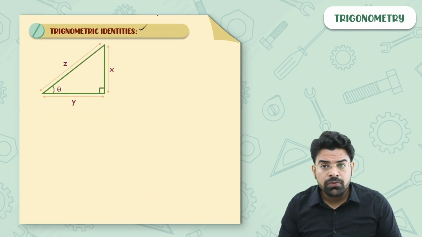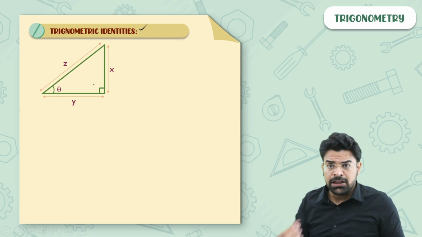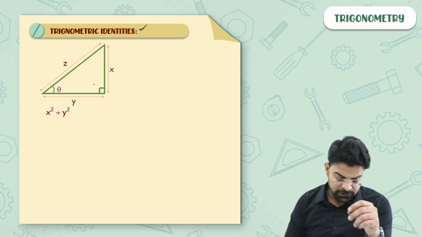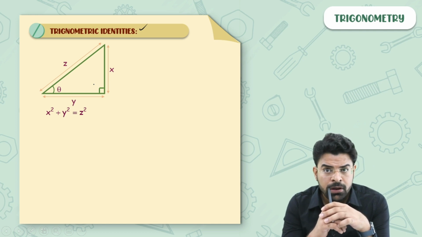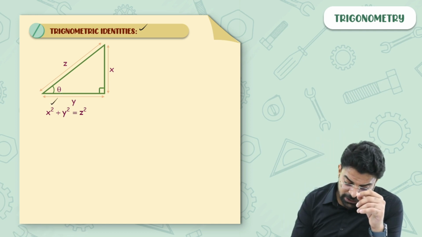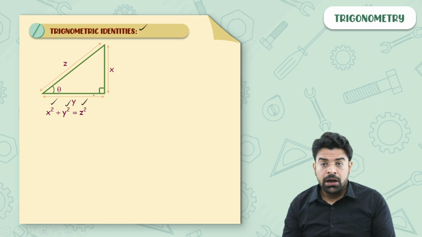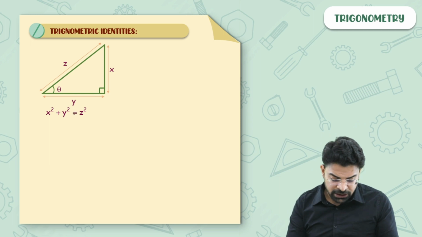Now let's talk about some trigonometric identities. If we have this right angle triangle, from Pythagoras theorem, we can say that x square plus y square will be equal to z square. We can create three identities by dividing each term with z square, or each term with y square, or each term with x square. Let's understand first.